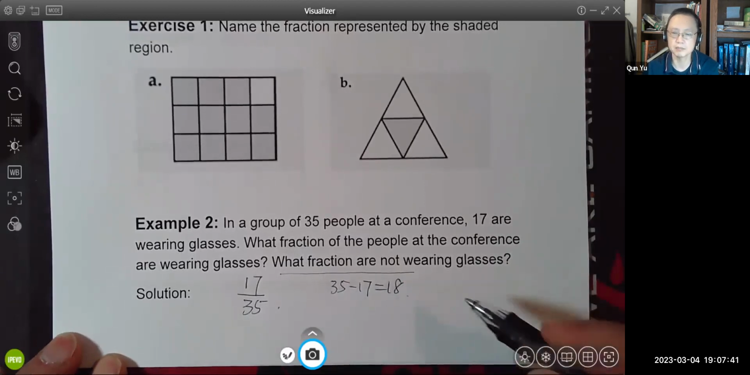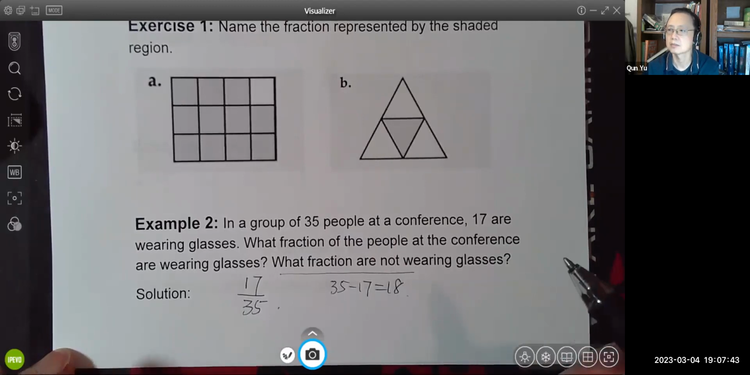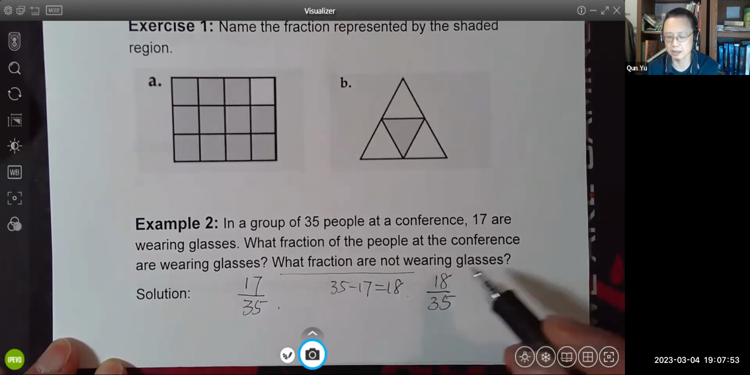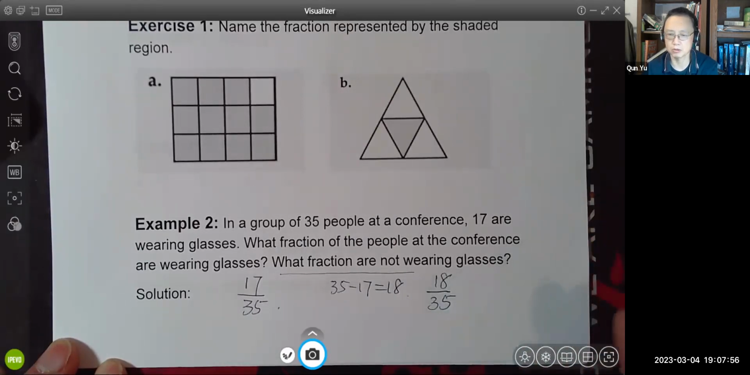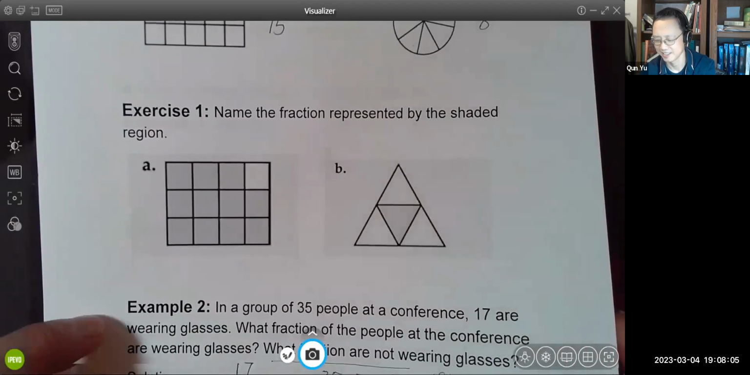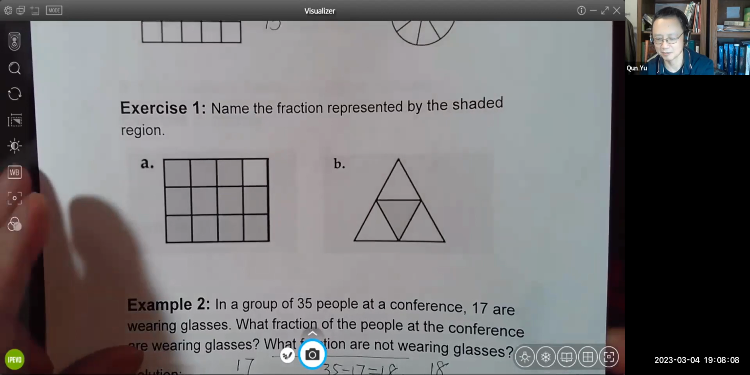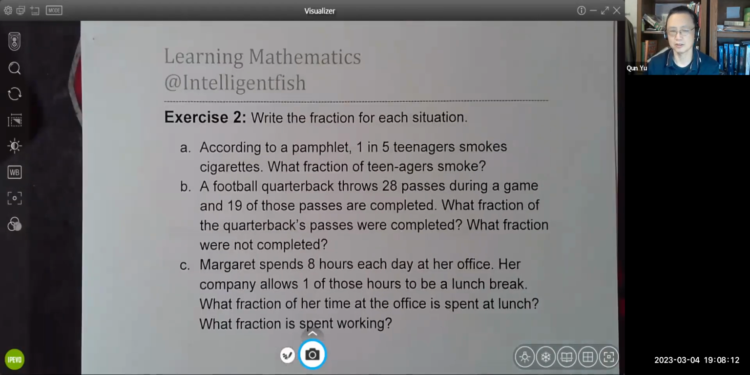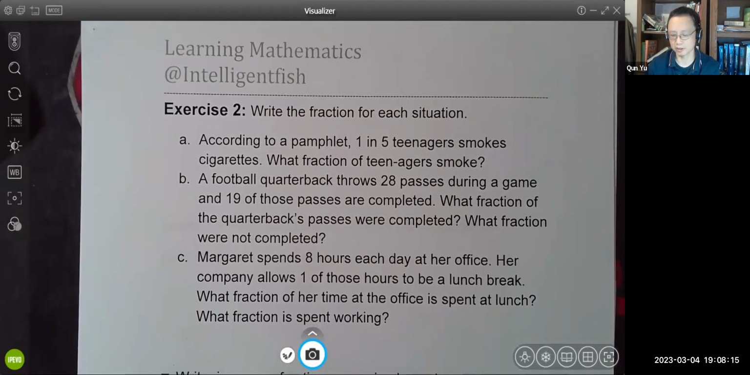So we know 18 people are not wearing glasses, but we want a fraction to represent this 18. So 18 is 18 out of 35. So this fraction of the total number of people attending the conference are not wearing glasses. I think I made it clear. Now let's move on to the next one. Now your exercise questions, 3 of those this time.